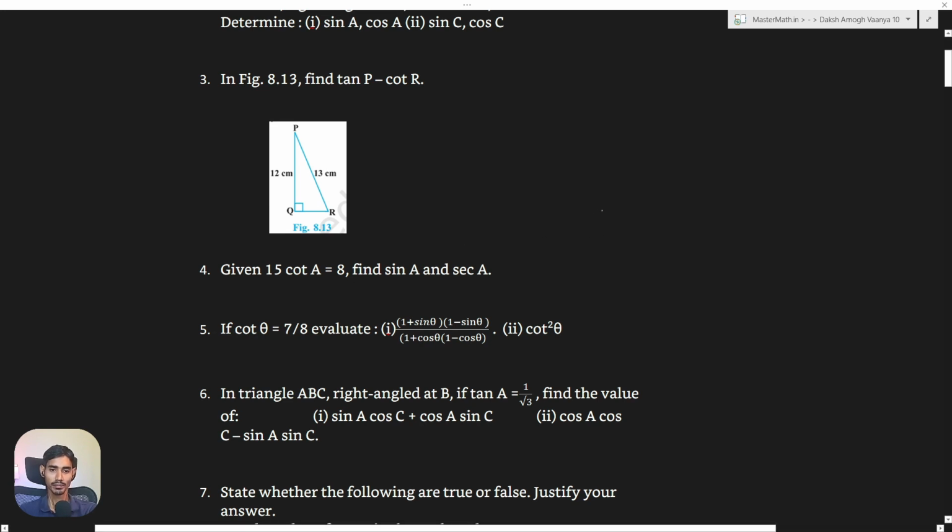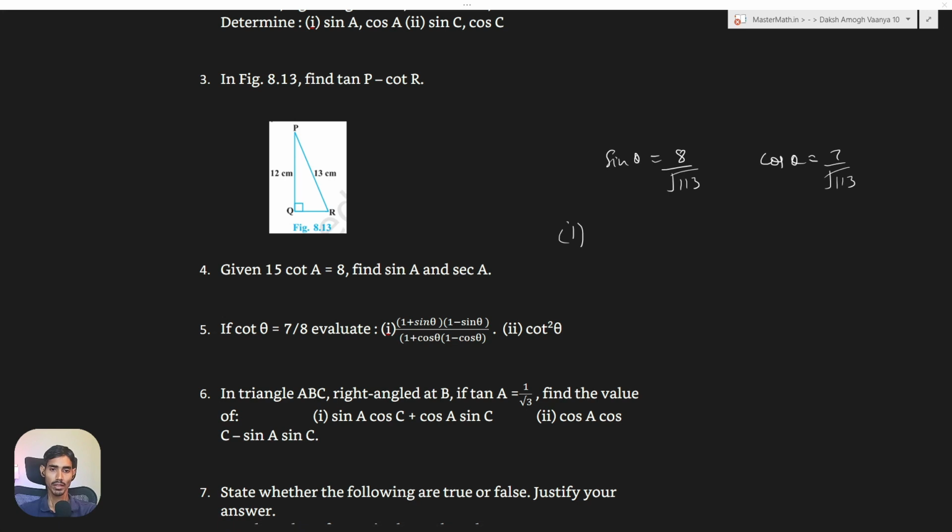Tell me. Sir, firstly, the sine value is 8 upon root 113, and cos value is 7 upon under root 113. And then the final answer is 49 upon 64. Okay, others, please check.